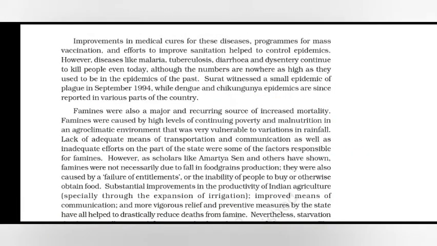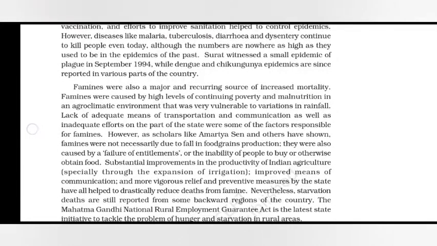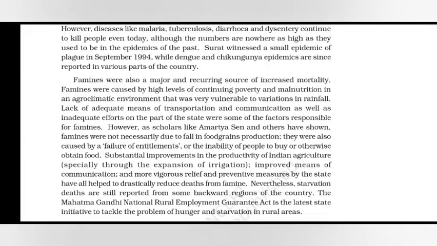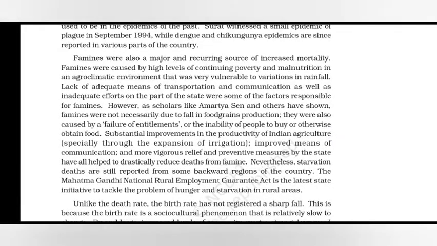Improvements in medical cures for these diseases, programs for mass vaccination, and efforts to improve sanitation helped to control epidemics. However, diseases like malaria, tuberculosis, diarrhea, and dysentery continue to kill people even today, although the numbers are nowhere as high as they used to be in epidemics of the past. Surat witnessed a small epidemic of plague in September 1994, while dengue and chikungunya epidemics have since been reported in various parts of the country.